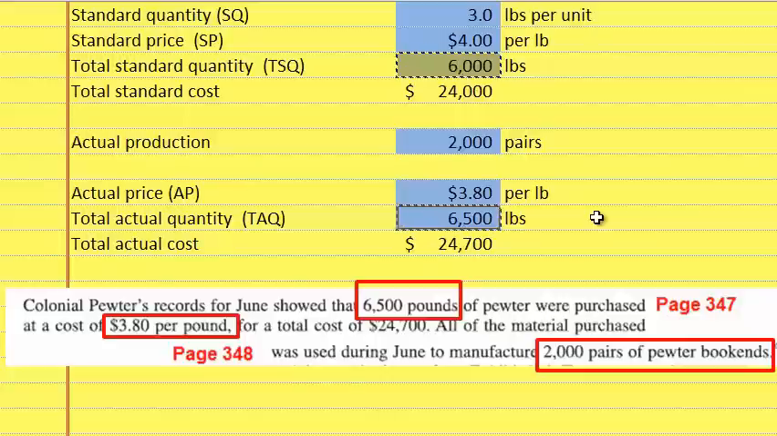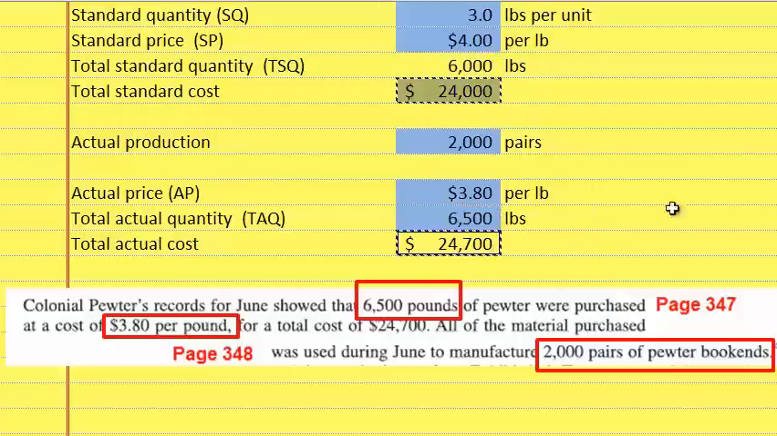That may be due to waste, inefficiency, or a host of other factors. And that does not look like a good thing, to use more to make these 2,000 pairs of bookends than we should have used. And the last thing to compare is total standard cost and total actual cost. Let's take a look at those. And what do you think? Are we over budget or under budget? Looking at those two. Looks like we are $700 over budget. We spent more than our standards say we should have spent.